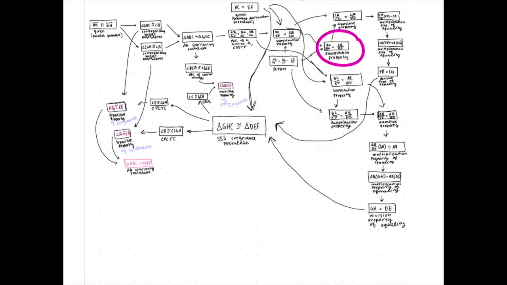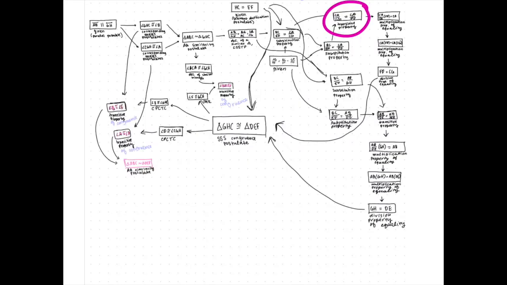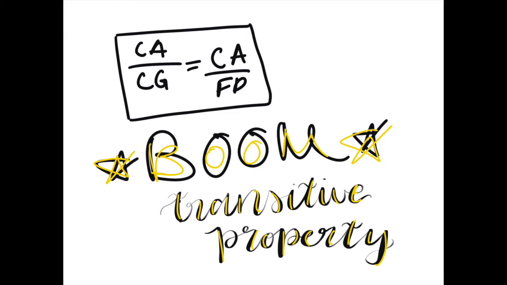The next step that we're going to take, this is going to be a roller coaster right now, and I'm warning you of this ahead of time, is BC over EF equals CA over FD. And we can just do that using the given. So once we have that, we can do something super cool that I am sure you guys are all really excited to see. We're going to take those two things, boom, transitive property them. And now we've got CA over CG equals CA over FD.